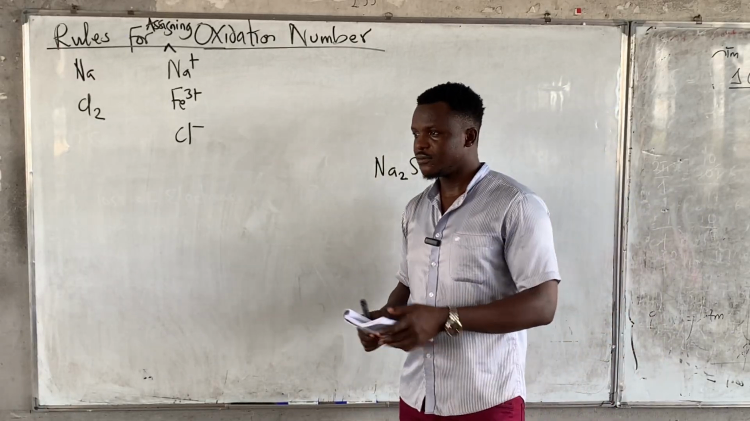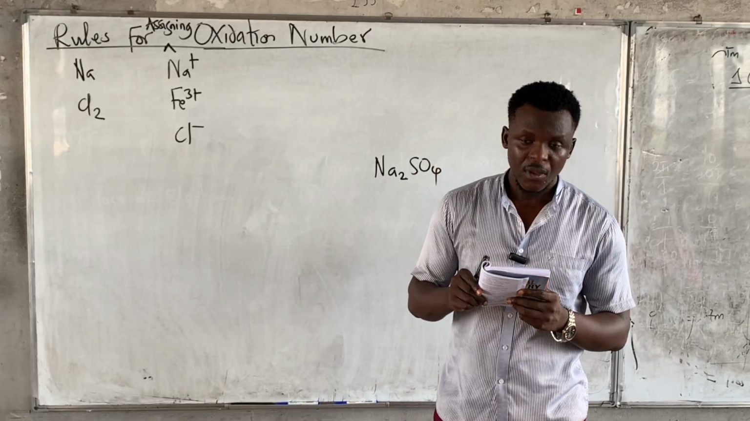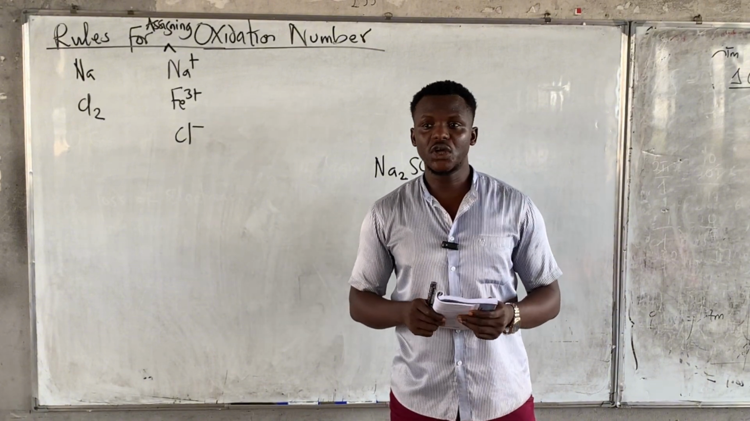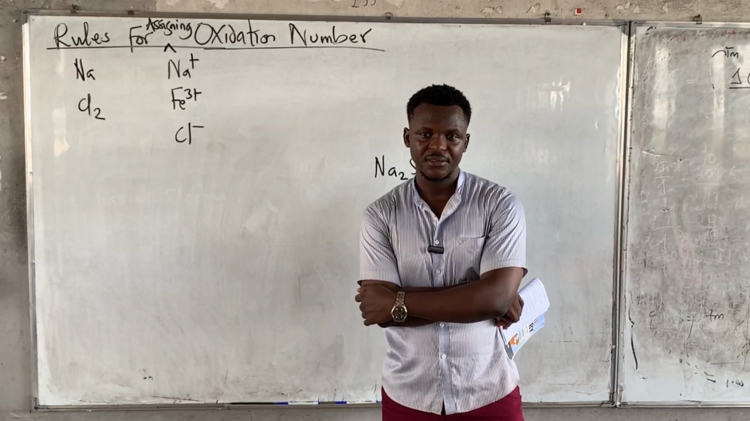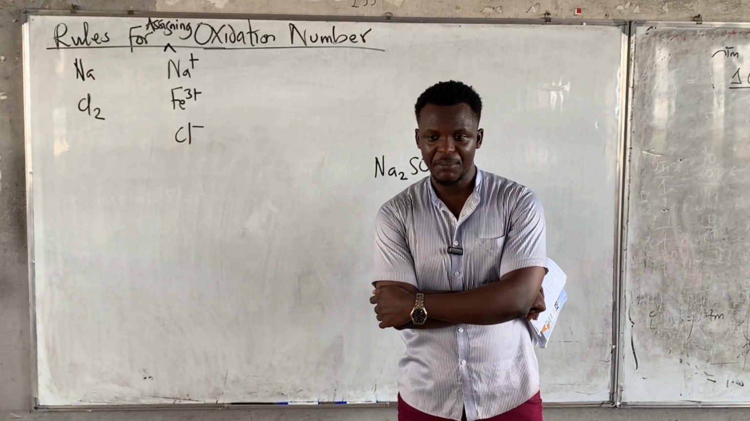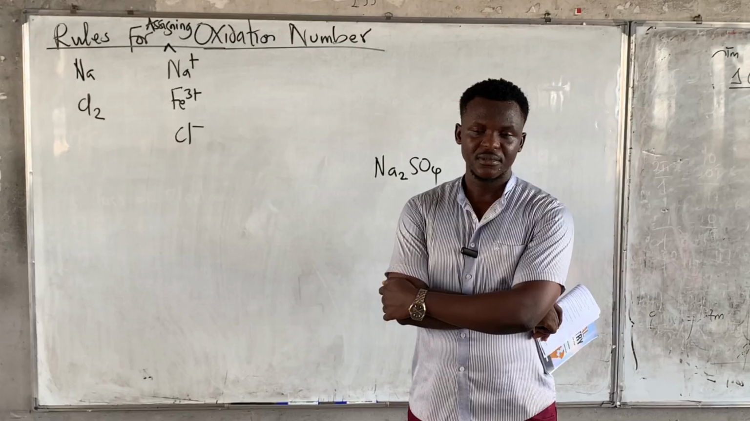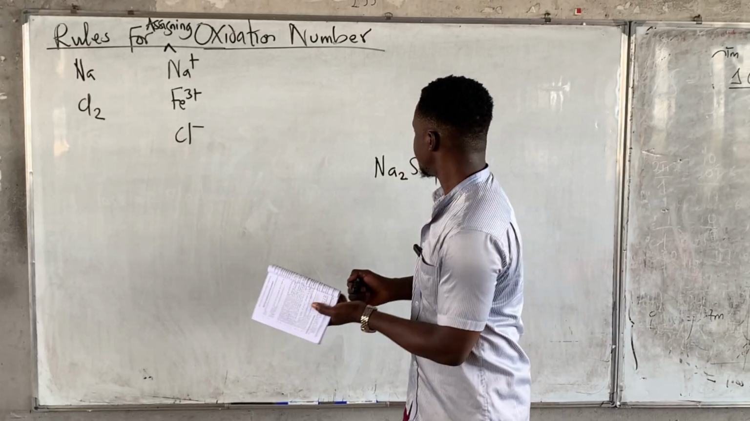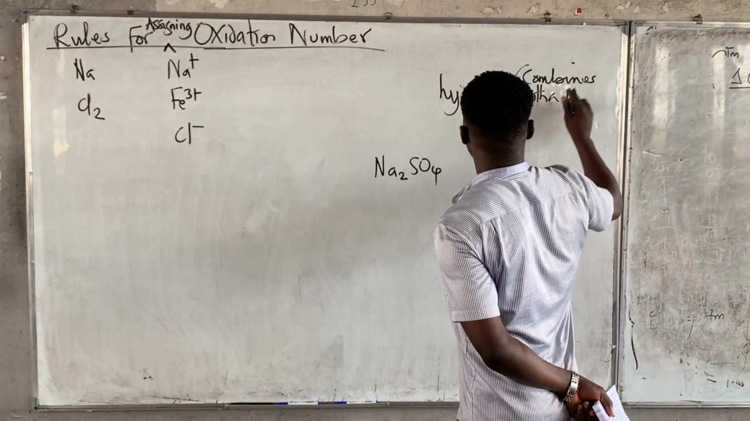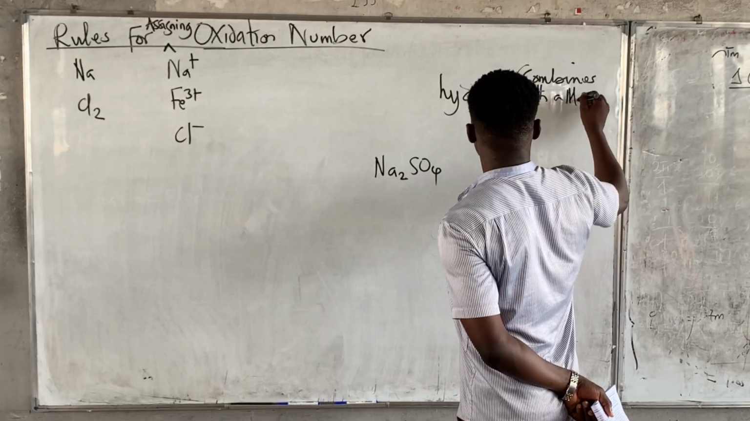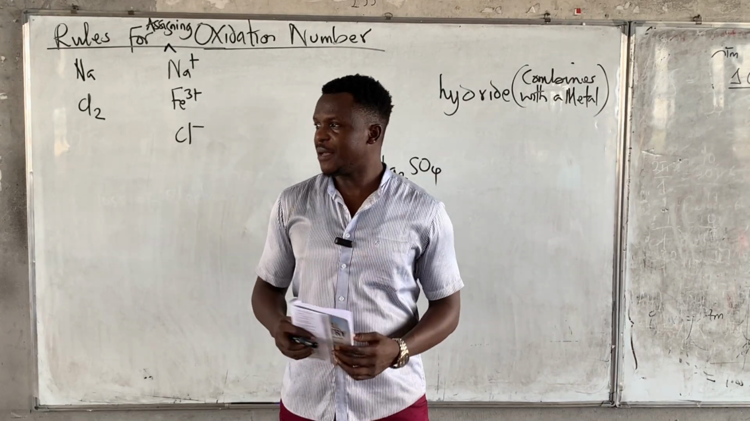Number 4: the oxidation number of hydrogen is always +1 except in hydrides, that is, when it combines with a metal.